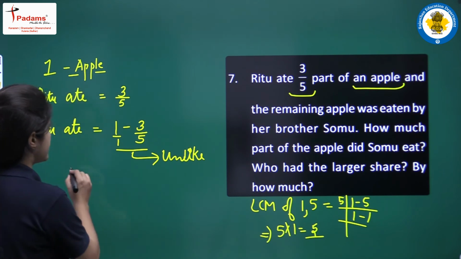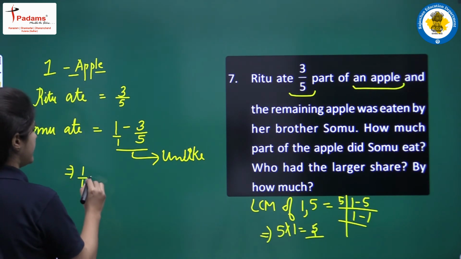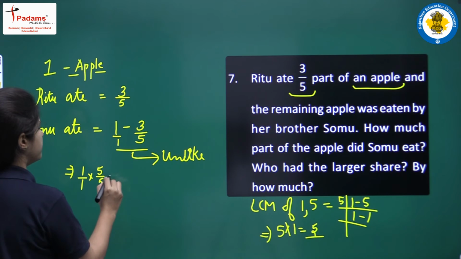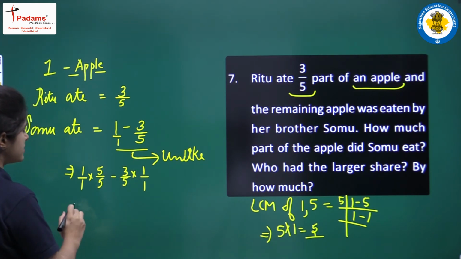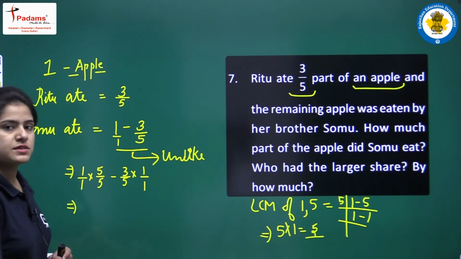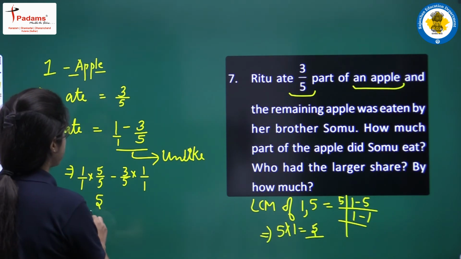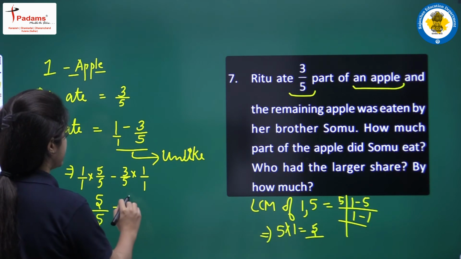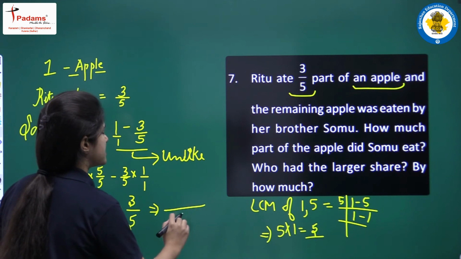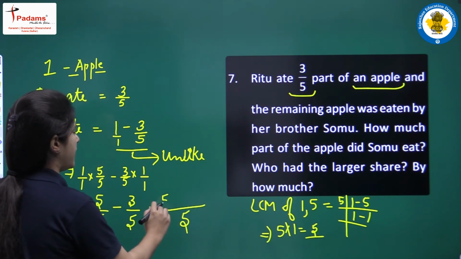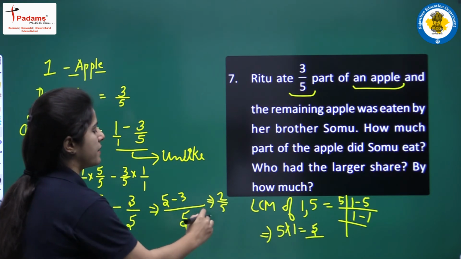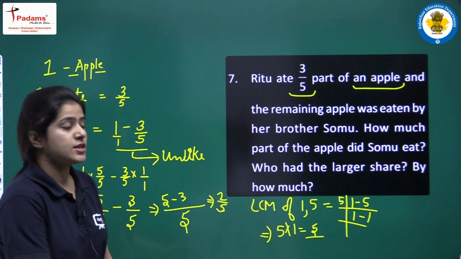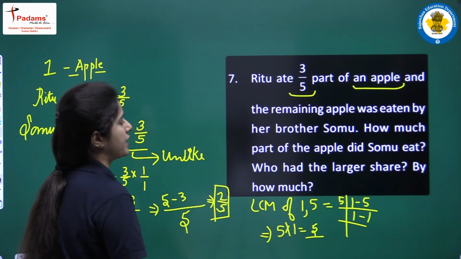Alright students, so now 1 upon 1 into 5 upon 5 minus 3 upon 5 into 1 upon 1. Now 1 into 5 is equal to 5, minus 3 upon 5. Now having the denominator as 5, 5 minus 3, that is 2 upon 5.